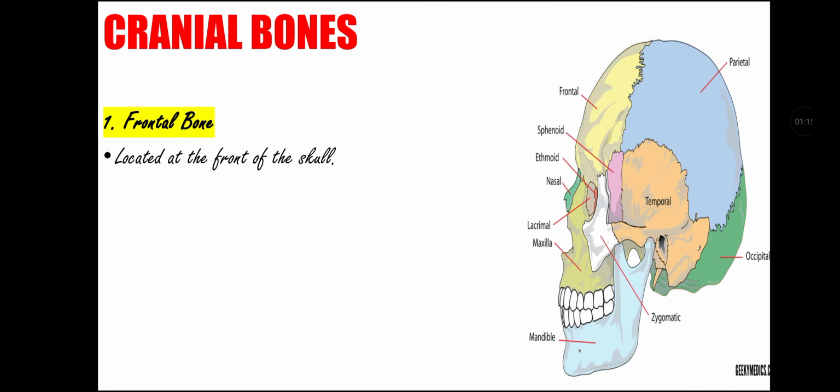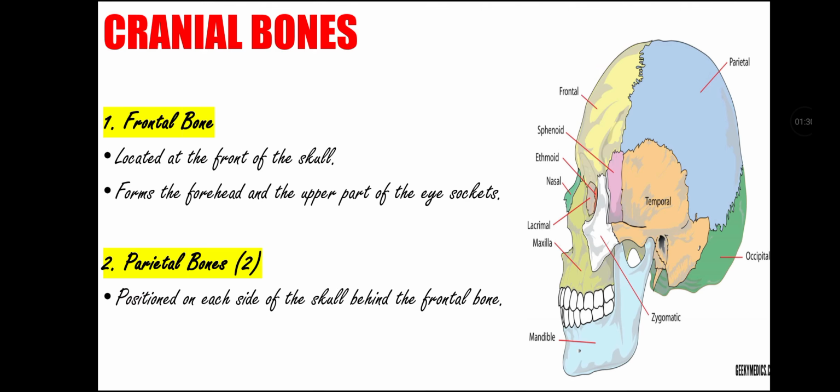First, frontal bone. It is located at the front of skull. As you can see here at the diagram, it forms the forehead and upper part of eye socket. Talking about the parietal bone, here you can see the blue color bone in the diagram at the upper region of skull is the parietal bone. It is paired bone. It is positioned on each side of skull behind the frontal bone, and it forms the upper side and roof of cranium.